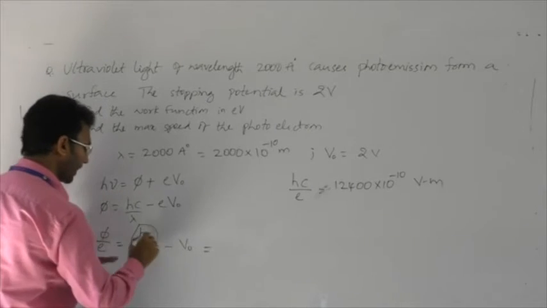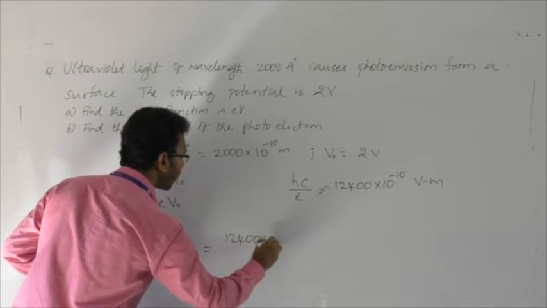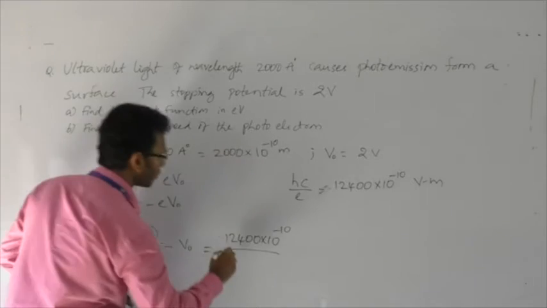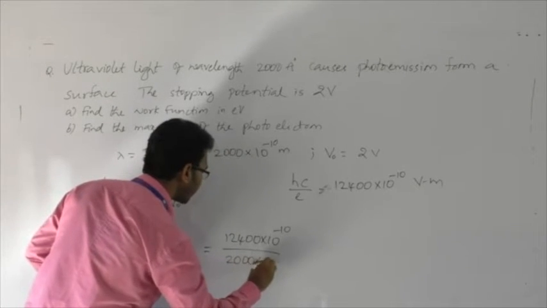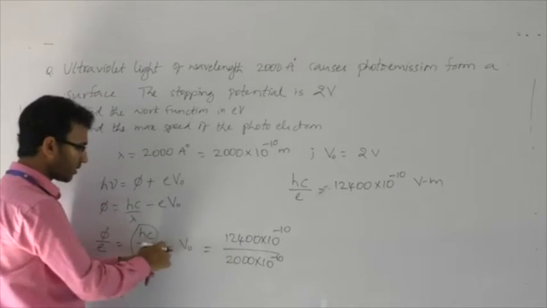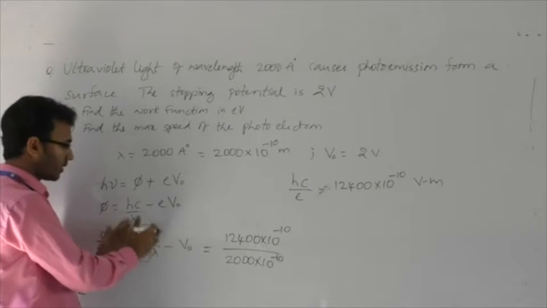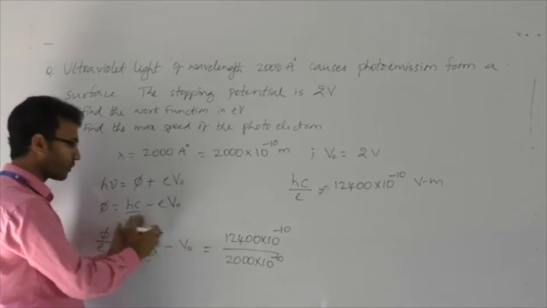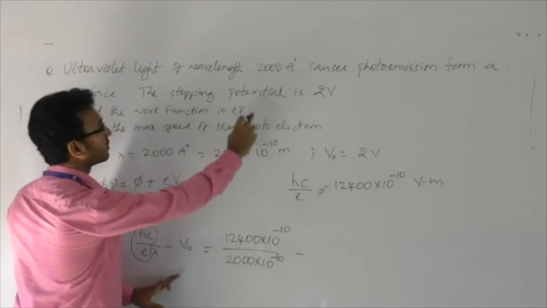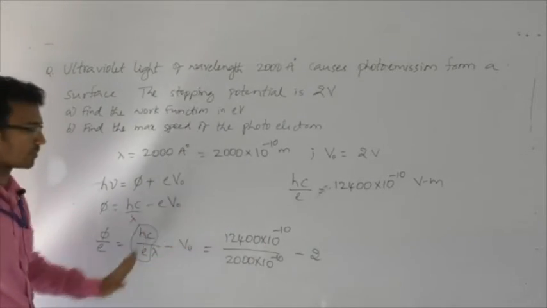So now what I do is hc by E equals 12,400 into 10 power minus 10 volt meter divided by lambda, which is 2000 angstrom, so 2000 into 10 power minus 10 meters. This quantity is in volts, and this quantity is also in volts, so dimensionally these two are correct. We can subtract volt and volts. So minus, what is V naught? It's 2 volts. Now calculations become easy.